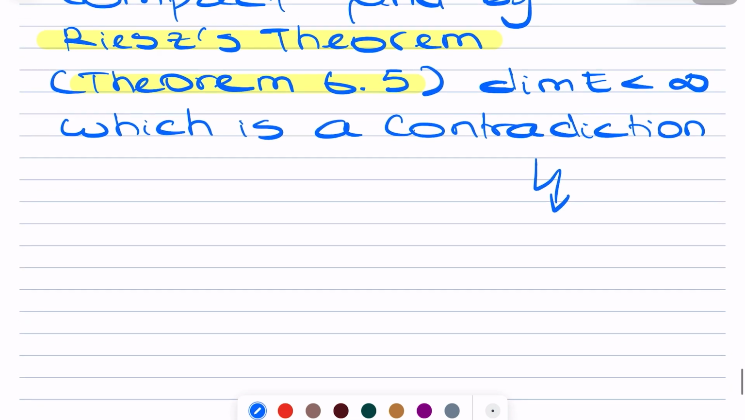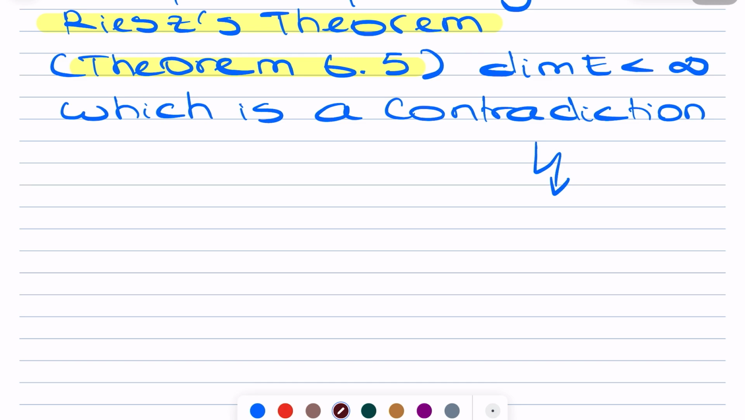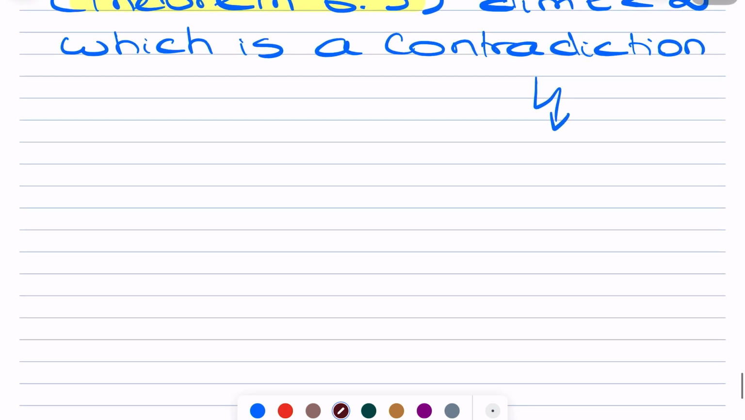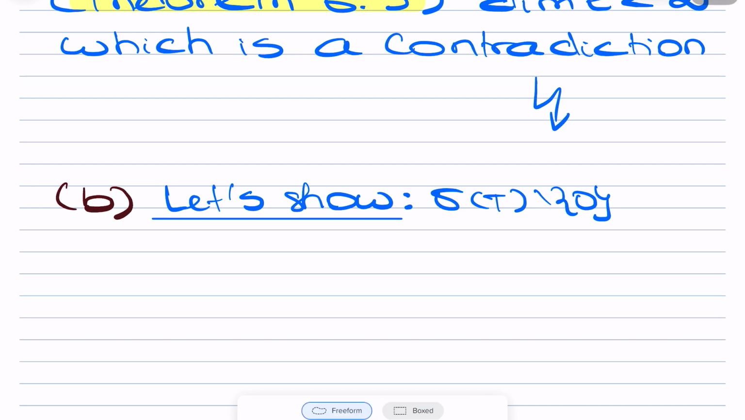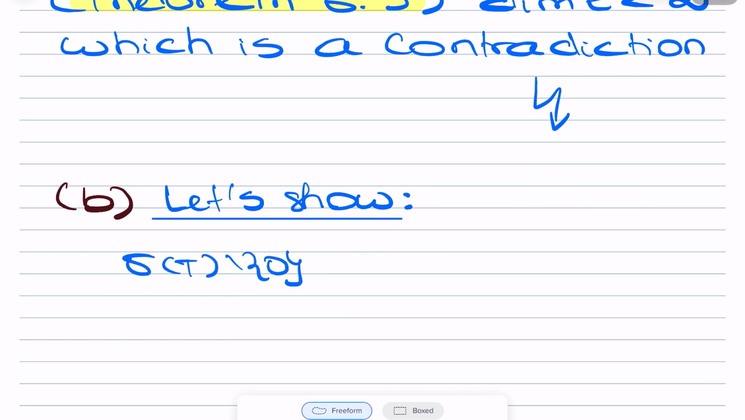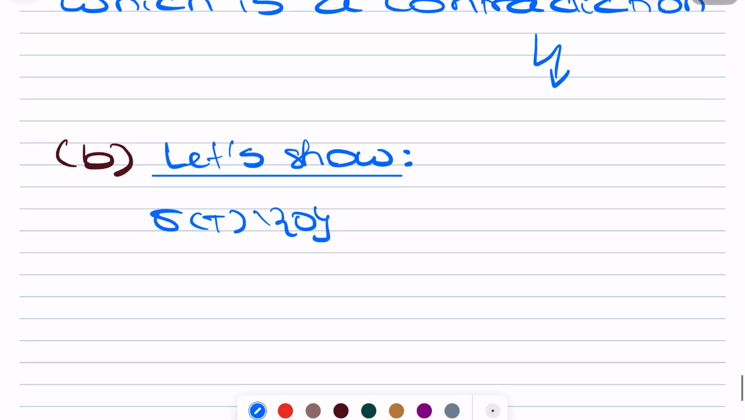Okay, so A is proof, right? So now in B, we want to show, so let's show that the spectrum of T minus zero, so maybe I write it down. Yeah, is equal to the point spectrum of T minus zero. Good.